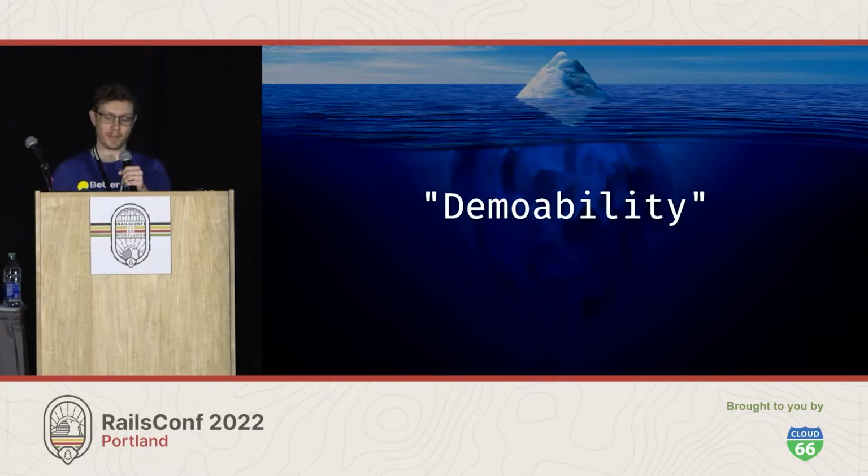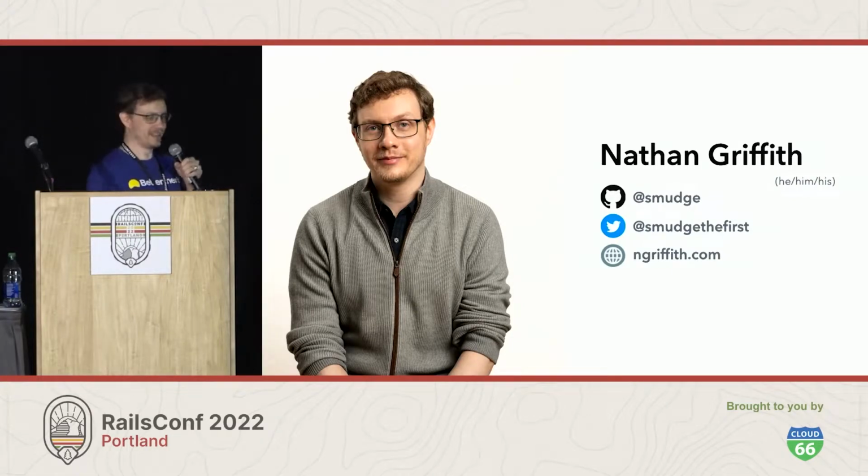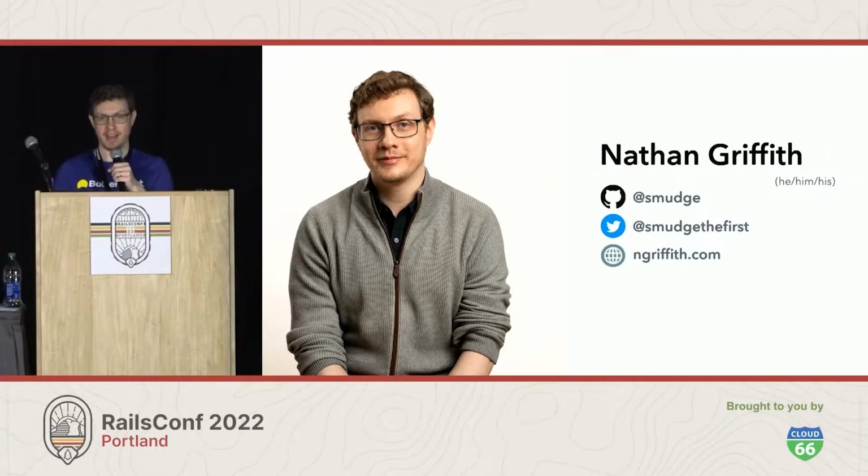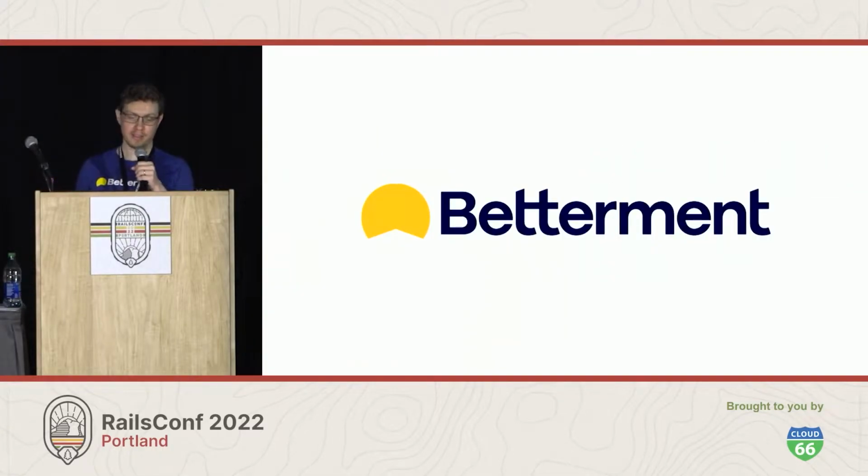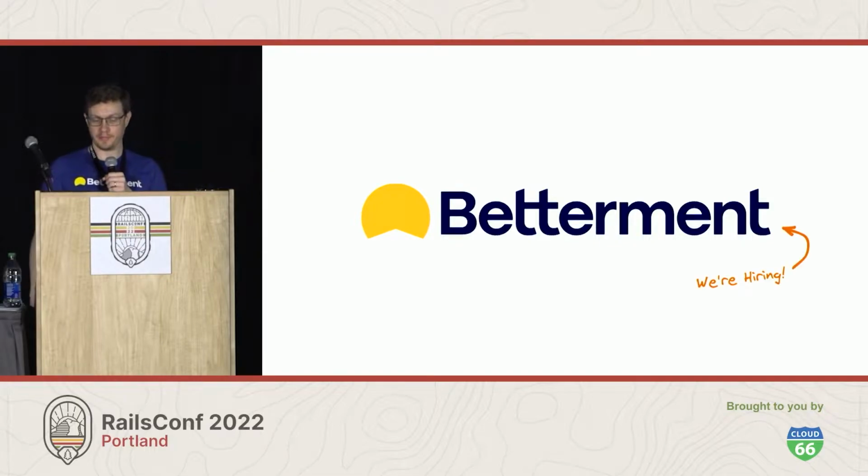So who am I? Well, let me introduce myself. My name is Nathan. I exist online in a few places. I also exist in real life, and I work at a company called Betterment. You might have heard of us. We offer financial advice, investing accounts, retirement, you name it. I like to say that our top product is financial peace of mind, and I should mention that we're hiring.